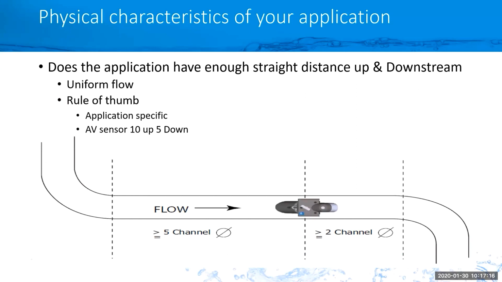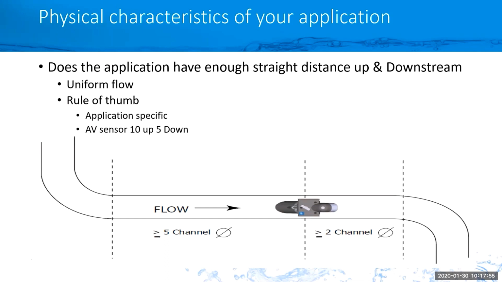Other questions I get are how much straight run of pipe or channel do I need for installing an area velocity sensor? Well, the biggest thing is you need uniform flow, because we're taking a velocity reading, and without uniform flow, it's going to be difficult to get accurate flow readings. So the rule of thumb is that depending on who you ask, we'd like to see at least 10 diameters upstream and 5 down. Other people you ask are going to say 5 up, 2 down. Really, it's specific to the application.